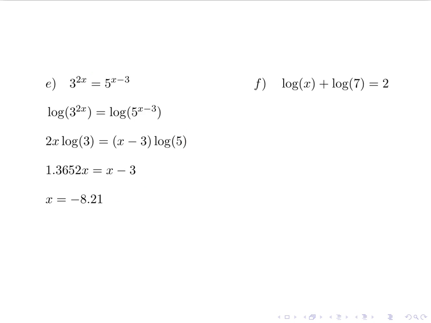And let's try our last one. Log of x plus log of 7 equals 2. We have a term that's not a log, so we're going to combine our left-hand side. We've got addition, it's going to combine as multiplication. So log of 7x equals 2. Then we're going to translate it back into exponential. Remember, if there is no base, it's base 10. The log equals the exponent. So 10 squared equals 7x.